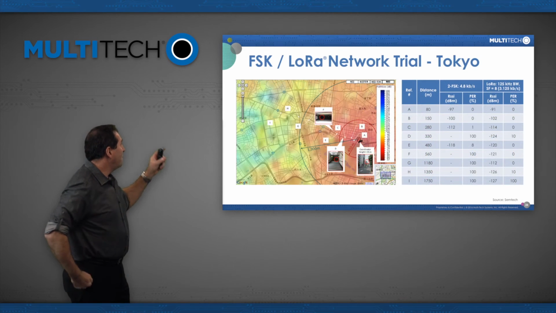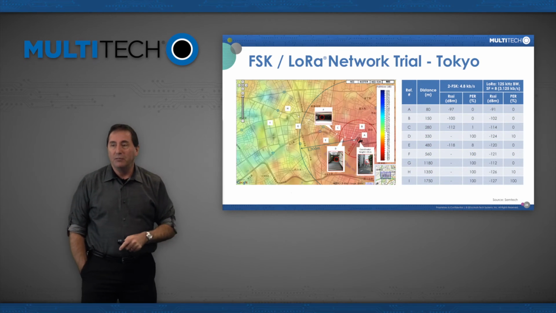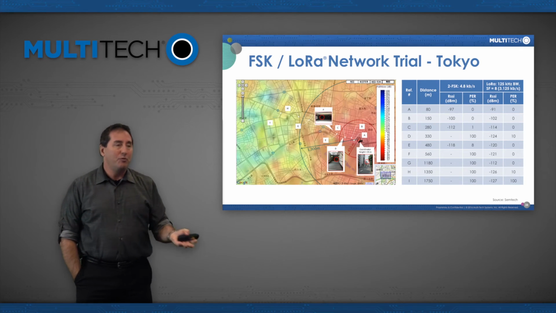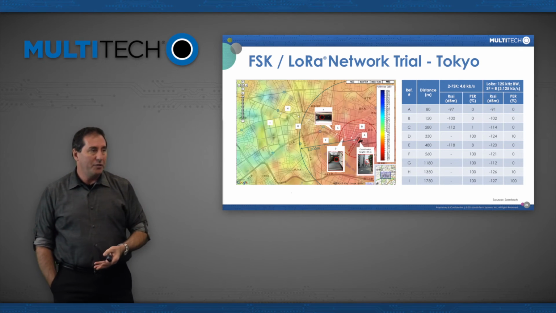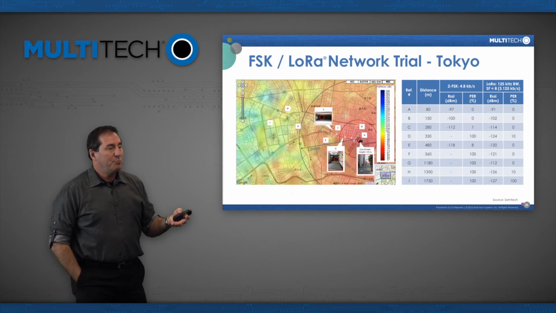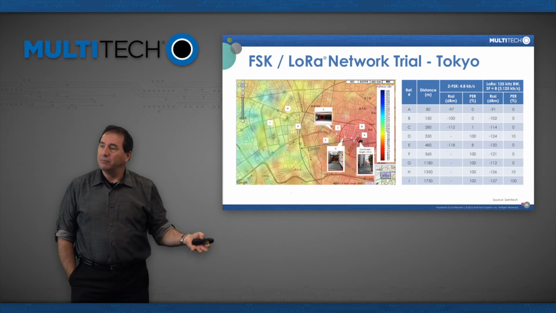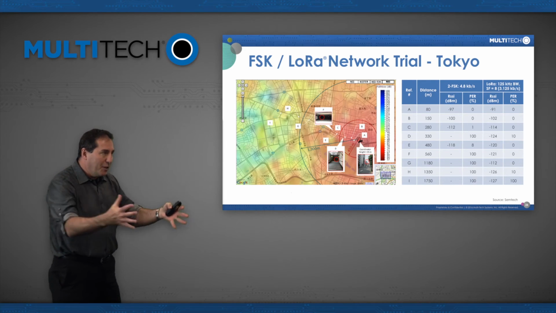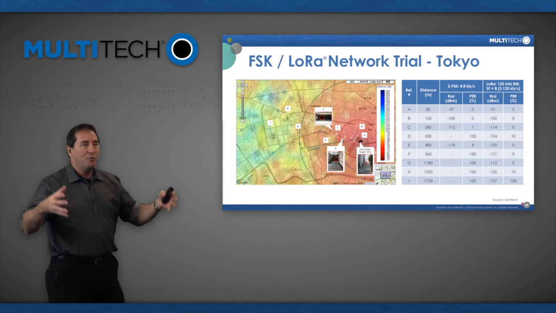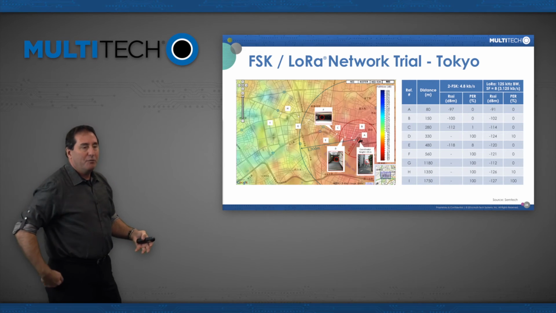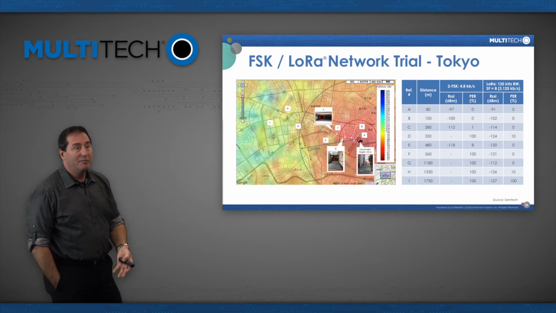Another example is there was a trial done in Tokyo. Now, I'm not super familiar with Tokyo. I've actually been there once. But it struck me as being very dense, right? Very, very compact, lots of buildings, lots of people, lots of things. And radio signals generally don't like that.